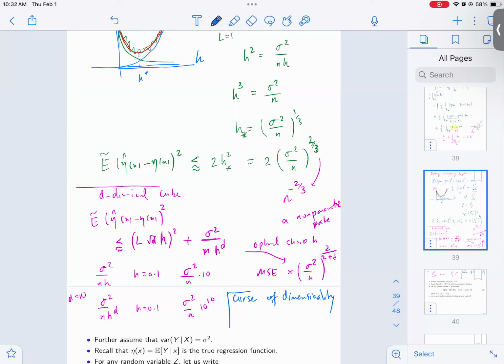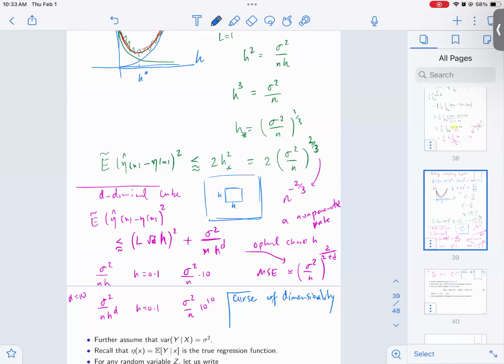If you make h go to 0 to make the bias go to 0, then once it gets smaller, it's very hard for points to hit that box, because the volume goes down very fast. The volume of a box with side length h. So you're randomly picking the training points. Let's say this is 2-dimensional, in the box 0 to 1. The probability that they land here is going to be h squared. In d dimensions it's going to be h to the d, and that probability is very small.